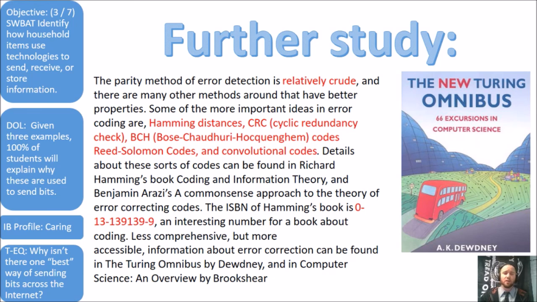Details about these sorts of codes can be found in Richard Hamming's book, Coding and Information Theory, and Benjamin Arazi's A Common Sense Approach to the Theory of Error Correcting Codes. The ISBN of Hamming's book is 01313913999. An interesting number for a book about coding. Less comprehensive but more accessible information about error correction can be found in the Turing Omnibus to the right and in Computer Science: An Overview by Brookshear.